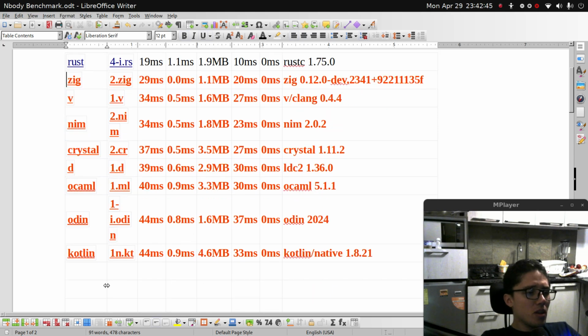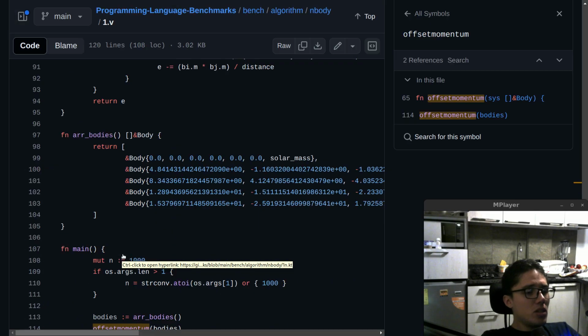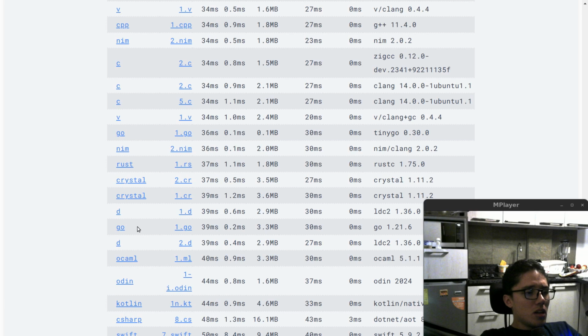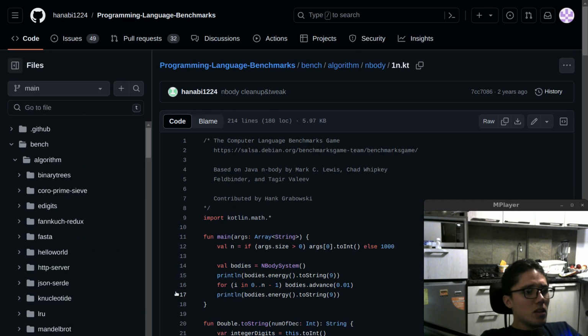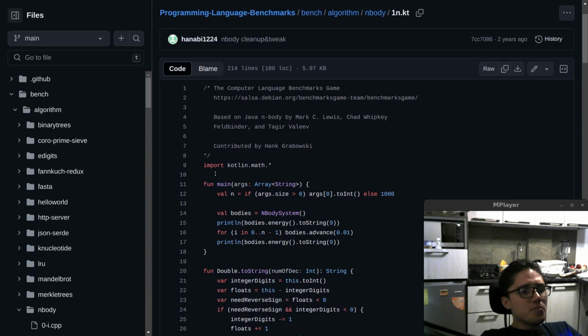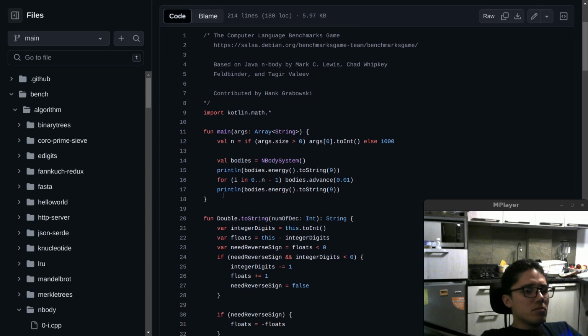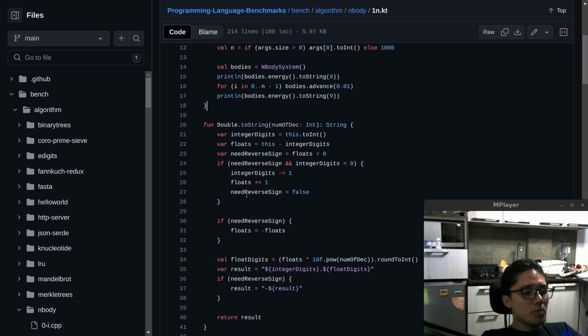Oh, Kotlin, 1n.kt. Okay, let's go to 1n.kt. Kotlin, 1n.kt. Oh, I didn't open a new window. Okay, that's fine, because this is the last one. So here we have Kotlin. This is the one that I've written the most code in. So reading this is like reading my name. This is very familiar to me.